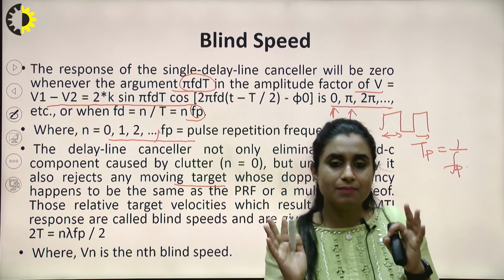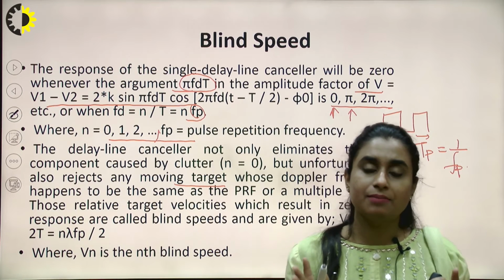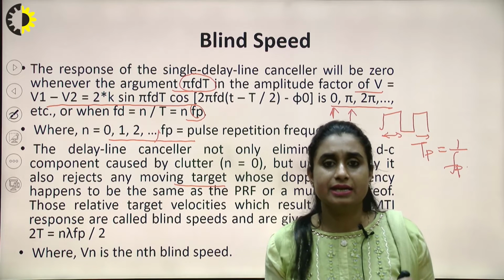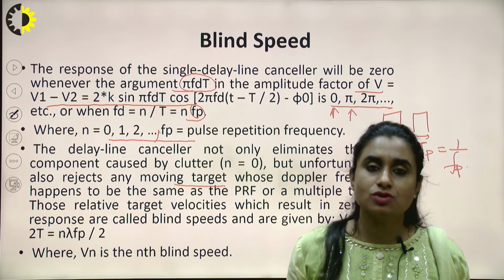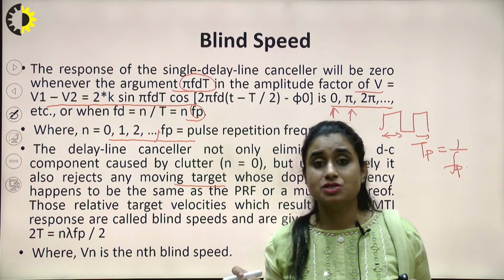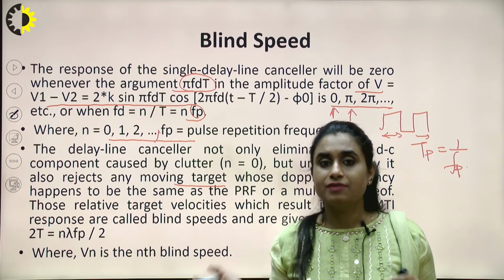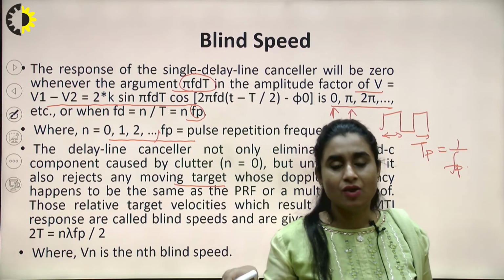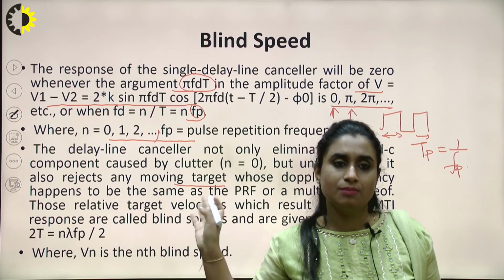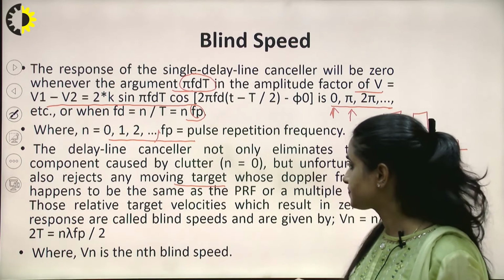So these are some limitations of my MTI, moving target indicator. In spite of using delay line cancellers, there are still some targets which cannot be detected if the pulse repetition frequency becomes equal to the Doppler frequency, or at these angular points, right?